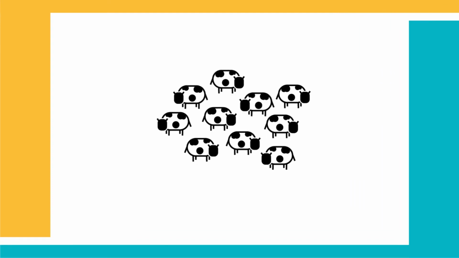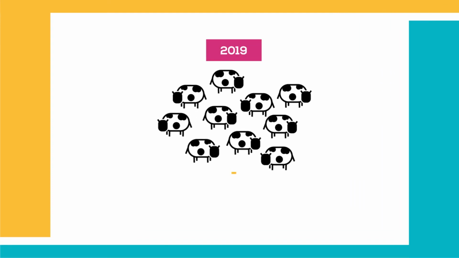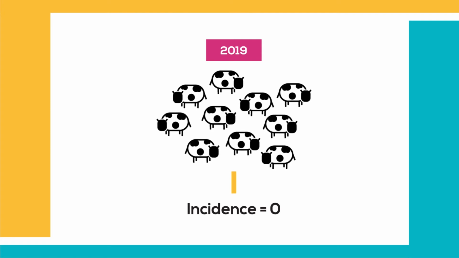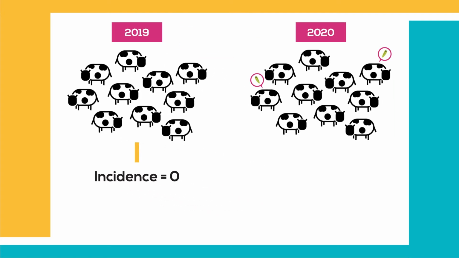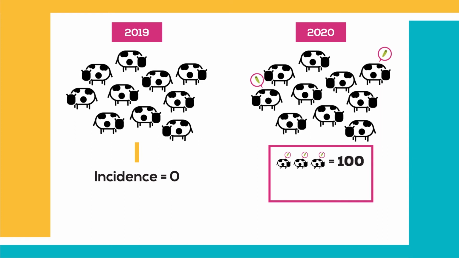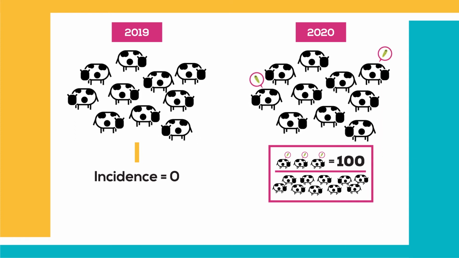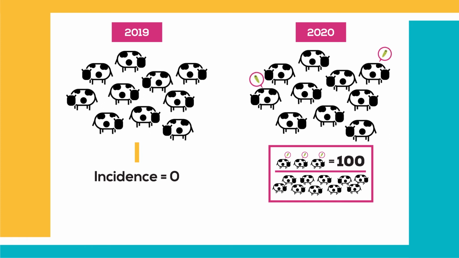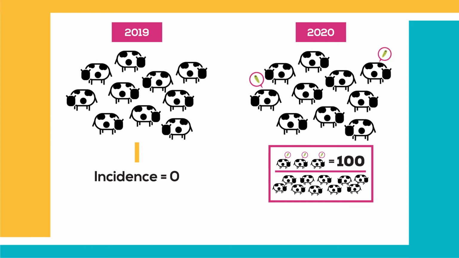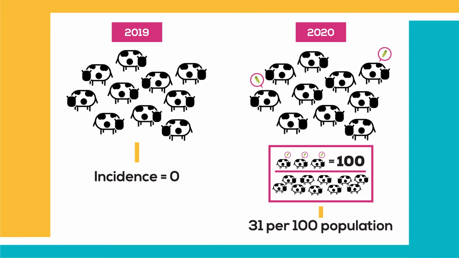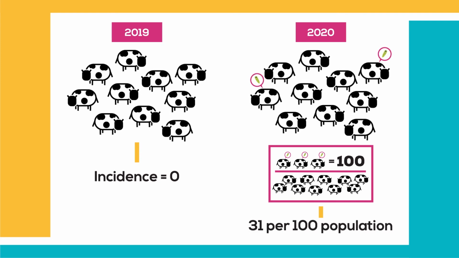Example of incidence proportion: a cattle farm. In 2019, there is no sick cow among 100 cows. Then, in 2020, among 100 cows, 31 cows develop foot and mouth disease. The incidence proportion of foot and mouth disease among cattle on this farm in 2020 is 31 divided by 100, multiplied by 100, equal to 31.